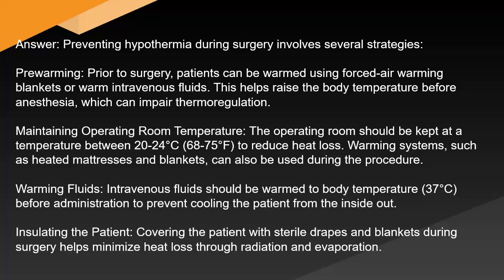Maintaining operating room temperature. The operating room should be kept at a temperature between 20-24°C (68-75°F) to reduce heat loss. Warming systems, such as heated mattresses and blankets, can also be used during the procedure. Warming fluids. Intravenous fluids should be warmed to body temperature, 37°C, before administration to prevent cooling the patient from the inside out. Insulating the patient. Covering the patient with sterile drapes and blankets during surgery helps minimize heat loss through radiation and evaporation.